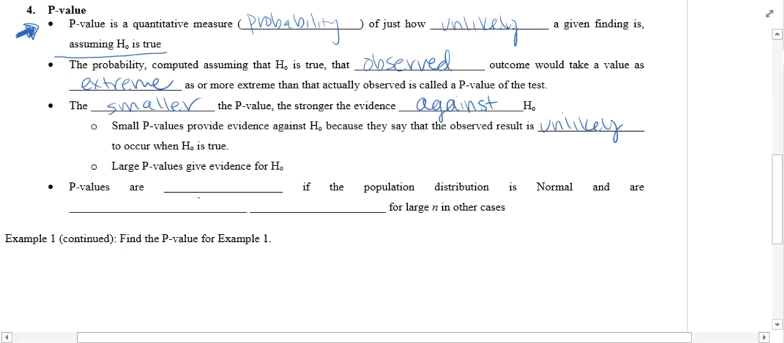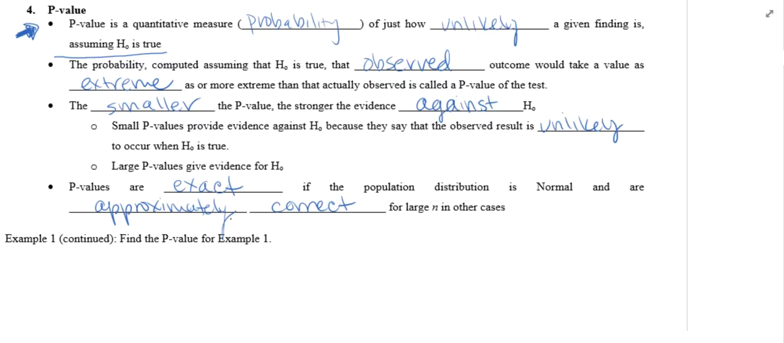Large p-values give evidence for the null. P-values are exact if the population distribution is normal and are approximately correct for large n in other cases. Okay, so this goes back to basically our normal assumption. If the population distribution is normal, then our sampling distribution will also be exactly normal. So we get exact values. If we've had to show that it's approximately normal, by checking raw data or using the CLT, then we just get that it's approximately correct when we have a large n.